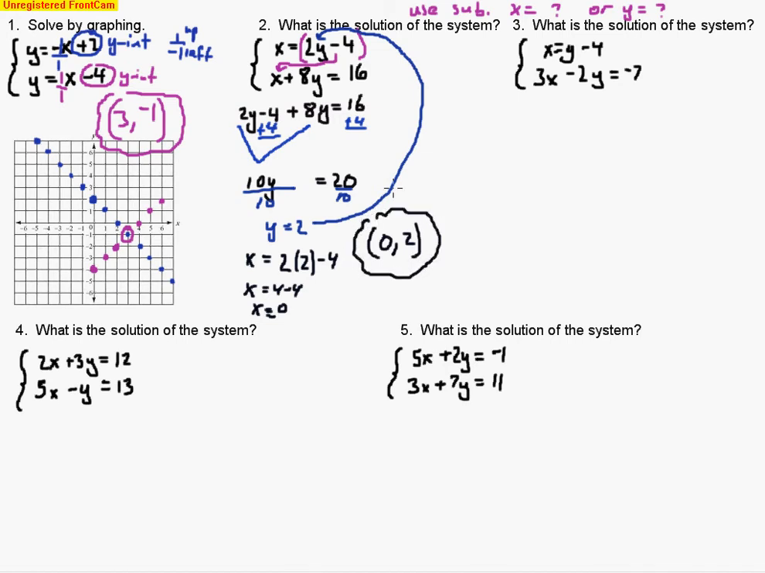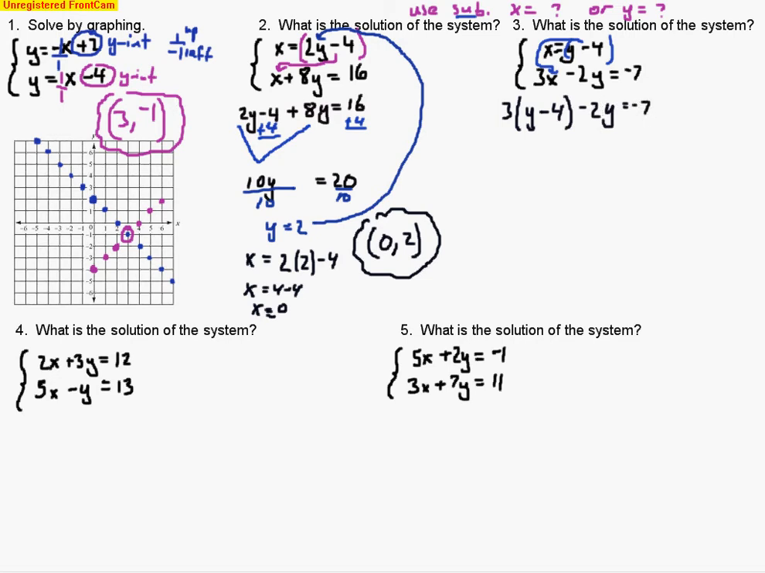Here's another one where we're just solving. It doesn't say which method, so again, I would use substitution because the variable x equals something. When y equals something or just x equals something, use that substitution method. Take that y minus 4 and put it in for x, right down below. So we rewrite 3x, but in place of x, let's write y minus 4, and minus 2y equals -7.